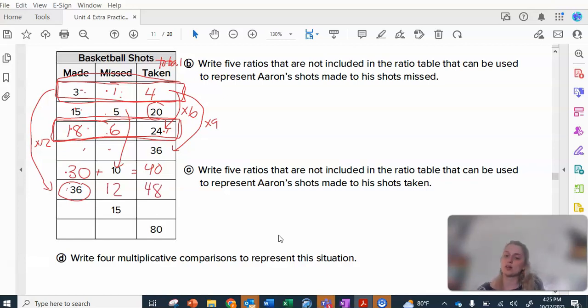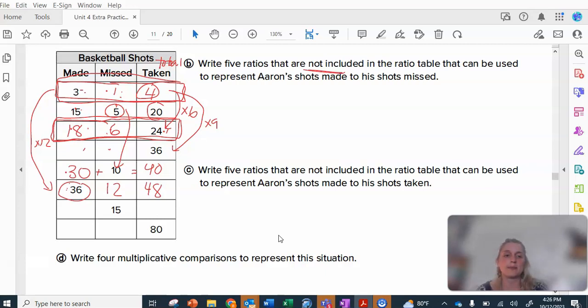So you're looking for all of those relationships, and it's going to be different for every box you're trying to fill. The important thing is you need to stick on the same level. You can't take the 4 and then this 5 because they're not on the same level. Write 5 ratios that are not included. Don't make this harder for yourself than it has to be.